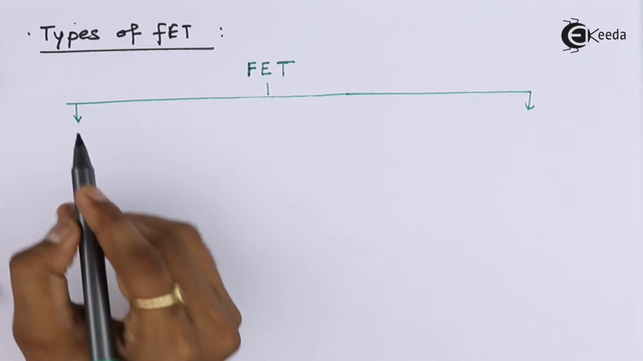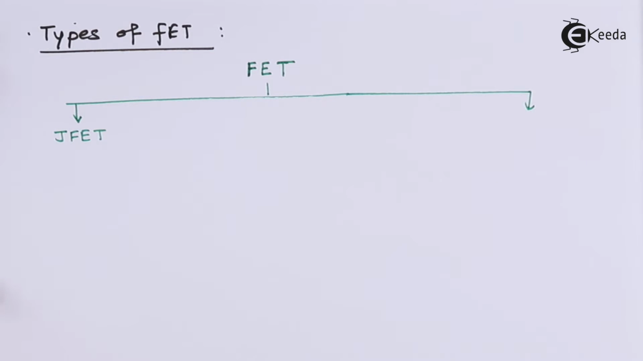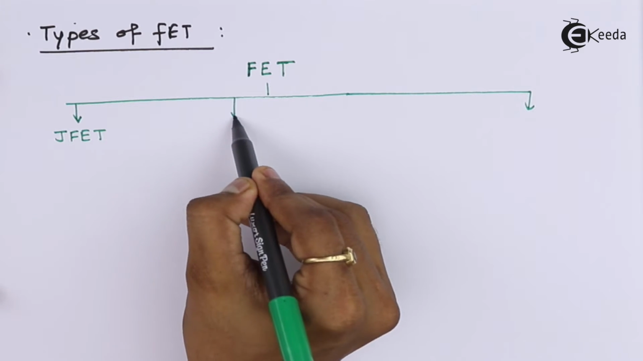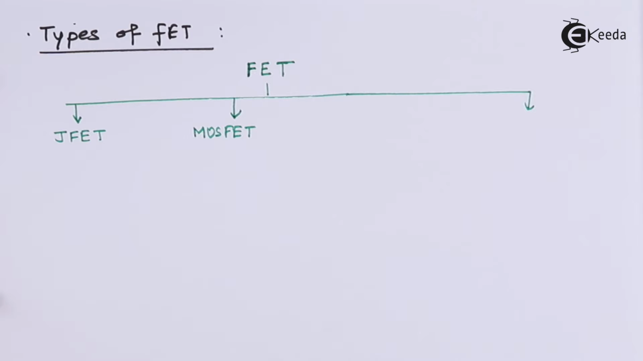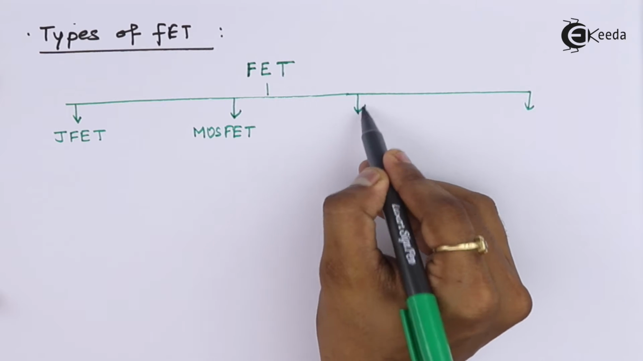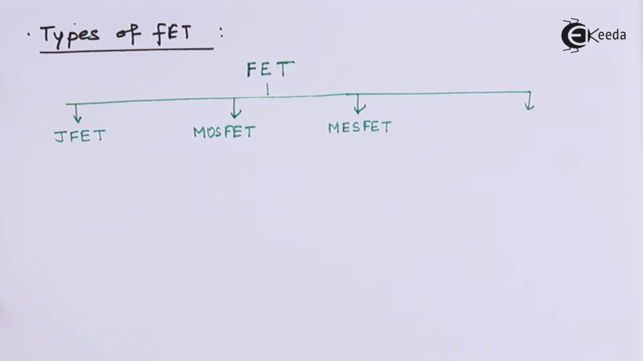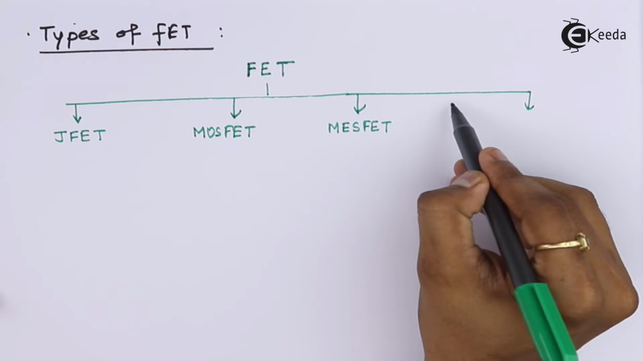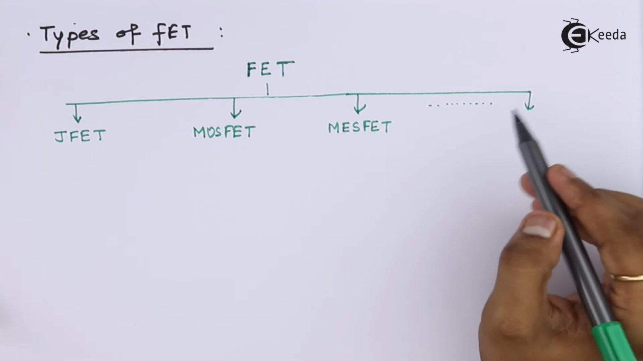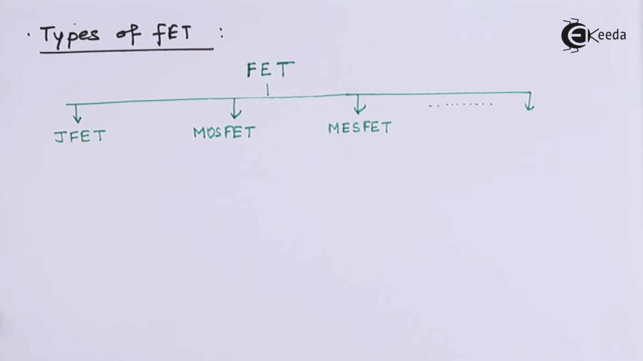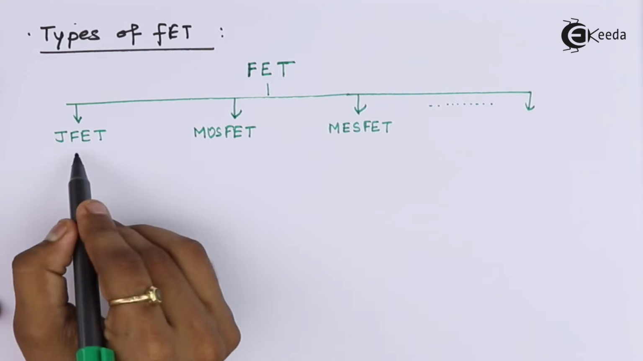So we will classify in whole. First is junction field effect transistor, that is JFET. Second is MOSFET, right? Then the third one is so on. We will be getting types of FET in the form of FinFET, multiple gates, double gates, right? So these FETs we will not cover in this particular video. We will start with JFET.